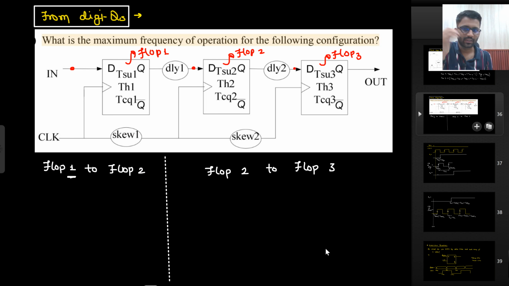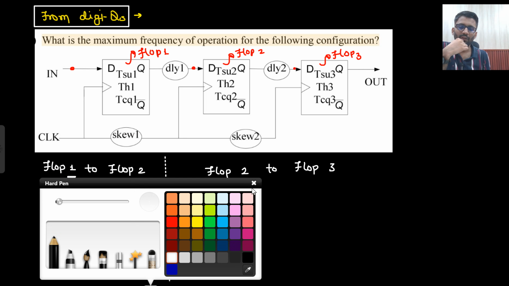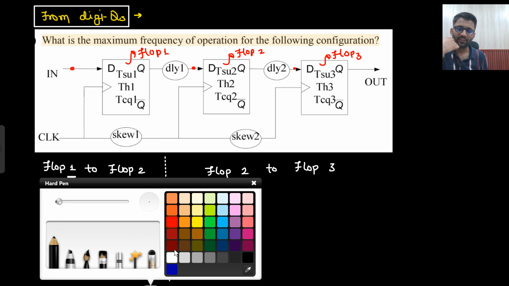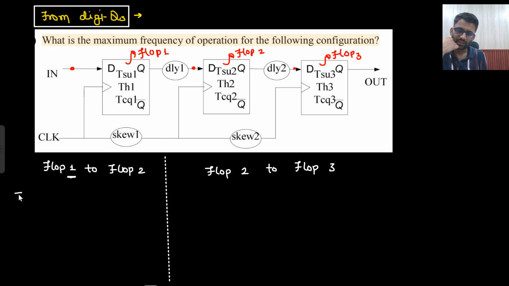Let's come back to our question now. So if I am going from flop 1 to flop 2, what will I do? I will start working from here. I will go to CQ1, then DLY1, and then the setup time, right? So first I will set my input. So T clock should be greater than. There is no skew here. In this path there is no skew, right? In the path of this clock there is no skew, no?